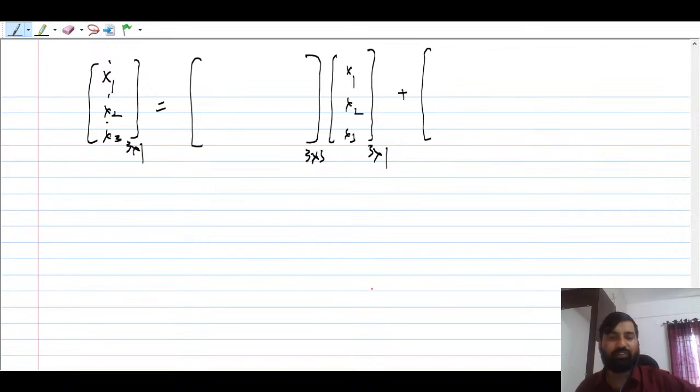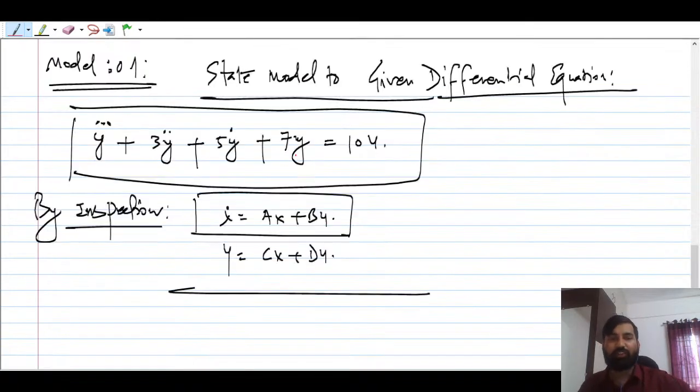So from the differential equation, how can you write directly? By inspection, I'm telling you. By inspection means what you have to do here, please remember, this is very important. What you can do here is go like this. Start from 7y, then take 5y dot plus 3y double dot. This is going to give you the last row of the A matrix.